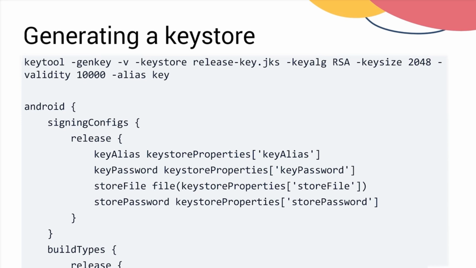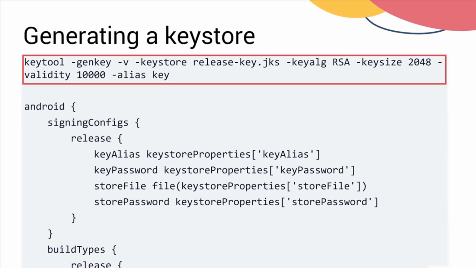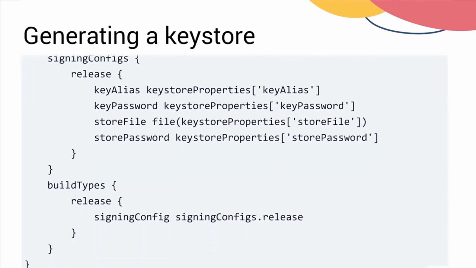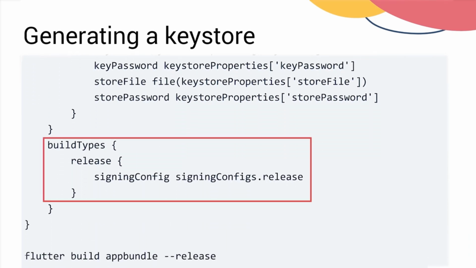Let's look at the process of generating a key store and configuring your Flutter app. First, run this command on your terminal. Here, a cryptographic essential management tool named Key Tool and the RSA encryption algorithm are used to create a key size of 2048 bits. Next, configure the key store in your build.gradle file. Here, the key store, passwords, and aliases are defined. Here, the configuration also links to the release build type to ensure that the app signs correctly before distribution.